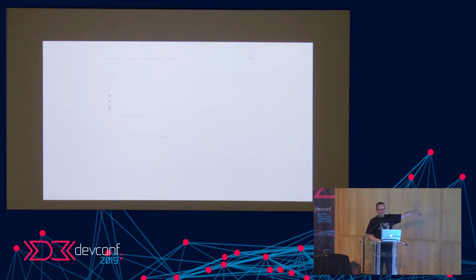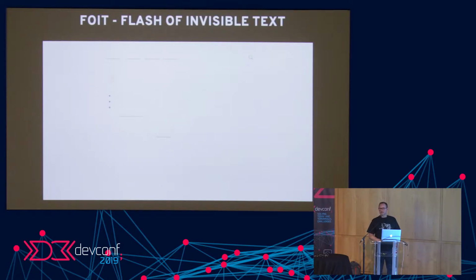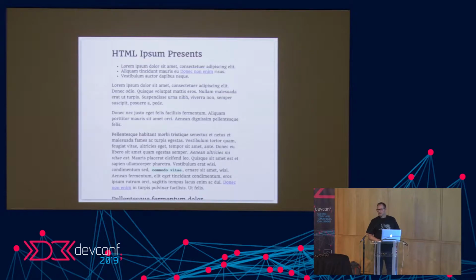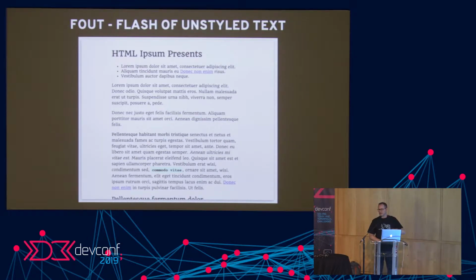And you might see something like this, which is called a flash of invisible text. My page is loaded, my text is actually there, the browser's painted it white, and all I can see are bullets and underlines and things like that, because my font file hasn't downloaded yet. Or you might see good old Times New Roman, and then a little bit later you see a different typeface, and that's called flash of unstyled text. So we show a fallback font, and then we load in our custom font.